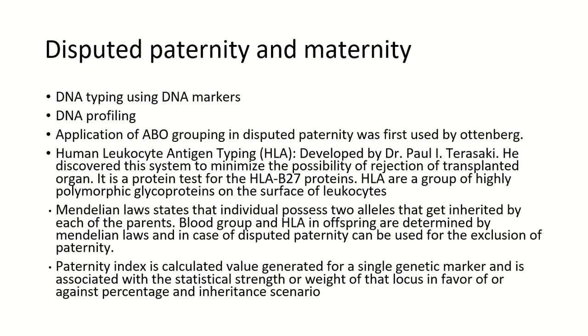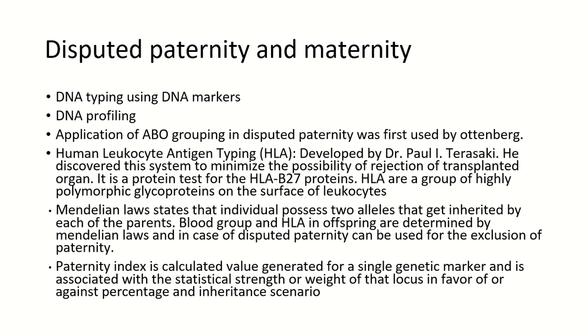Disputed paternity and maternity is identified using DNA markers. We have already discussed it. DNA profiling: the application of ABO grouping in disputed paternity was first observed by Ottenberg. Human leukocyte antigen typing, or HLA typing, was developed by Dr. Paul Terasaki. He discovered this system to minimize the possibility of rejection of a transplanted organ.